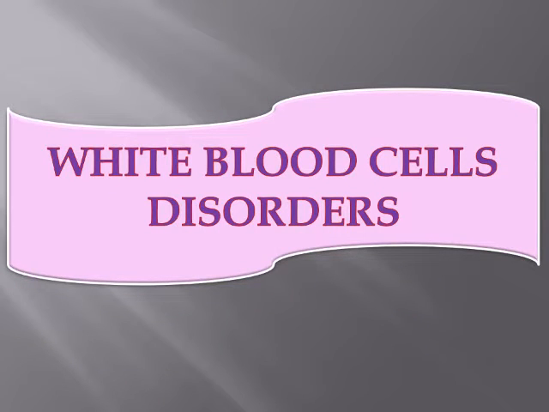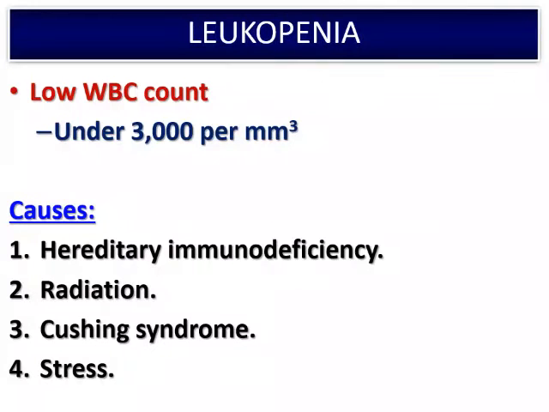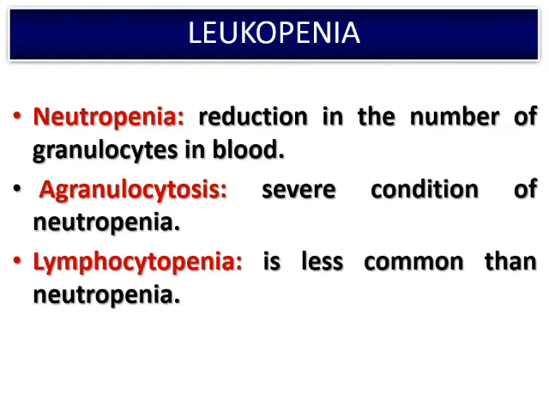Now we will talk about white blood cell disorders. At first we have the term leukopenia. Leukopenia means a decreased white blood cell count, less than 3,000 per cubic millimeter. The causes of leukopenia may be hereditary factors, hereditary immunodeficiency, Cushing syndrome, or stress.